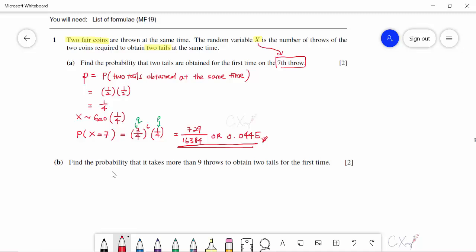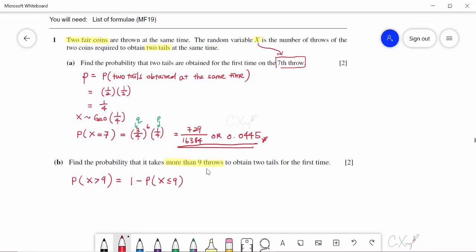Okay, so for part (b), they're asking for the probability that it takes more than 9 throws. If you translate it into symbols, it should be X greater than 9. More than 9 throws, right? So the number of throws is X. So X greater than 9 to obtain two tails for the first time. To calculate the probability for X greater than 9, you can use the idea of X smaller than or equal to 9 to get the answer.